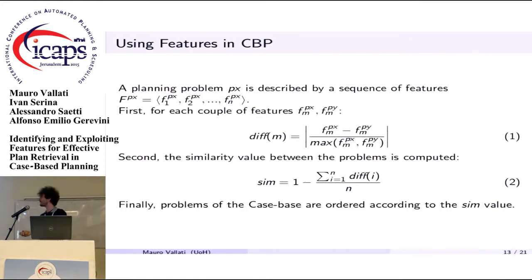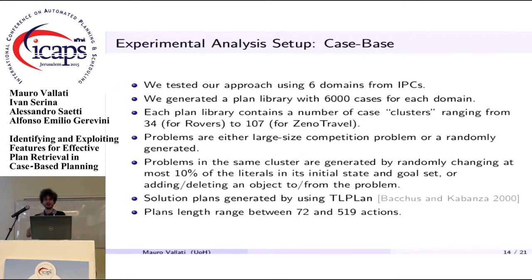So this basically means that a similarity value of 1 means that according to your features, the 2 problems are exactly the same. A similarity value which is closer to 0 means that they are extremely different. So it is very unlikely that you will use the plan of the 1 problem for solving the other one. And then in your case base, you order the problems according to the similarity value, and you select the top of them for going through the plan evaluation step.